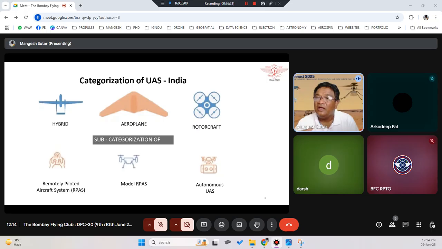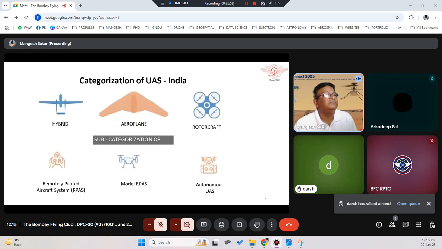There is certain regulation or framework still required. There are certain criteria or requirements still not fulfilled to start this kind of training, or what we call experience for people to fly. Okay, so only rotorcraft and hybrid are available under remotely piloted aircraft system. Any questions on the subcategory or category of UAS in India? This is only with respect to India. Okay, just remember that. Any questions over here?